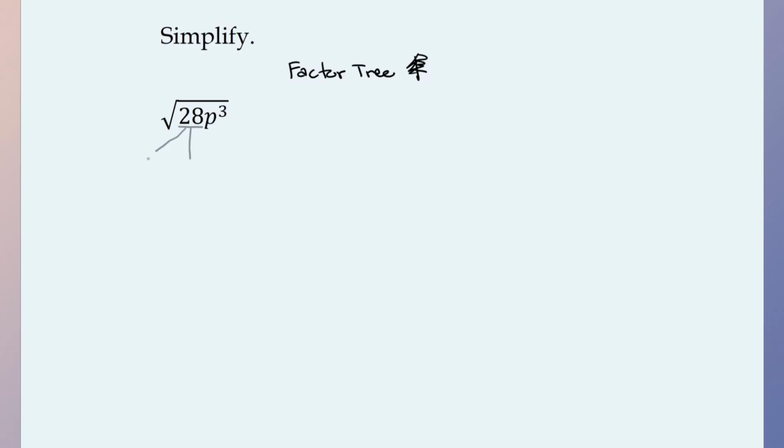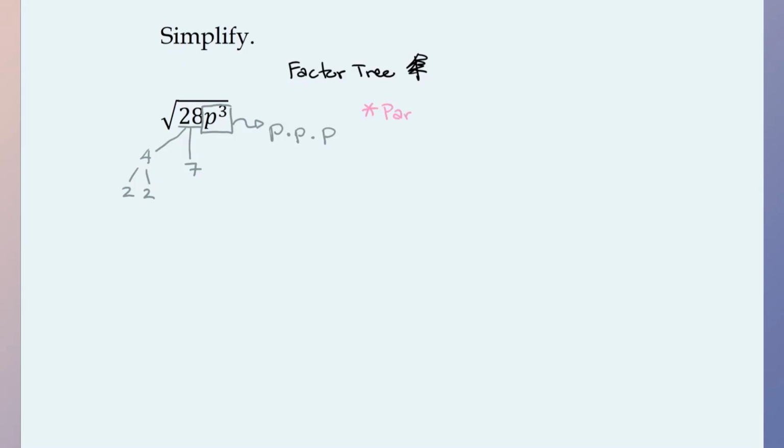So with 28, think of any two numbers that multiply to 28. I went with 4 and 7. 7's a prime number, so I need to break down the 4 to 2 and 2. Then we're going to look at the variable. P to the third is the same as P times P, so P 3 times.